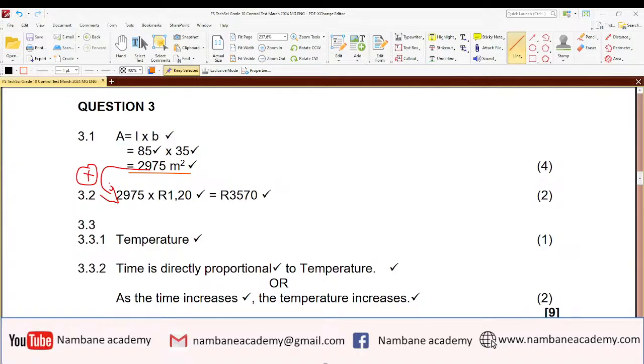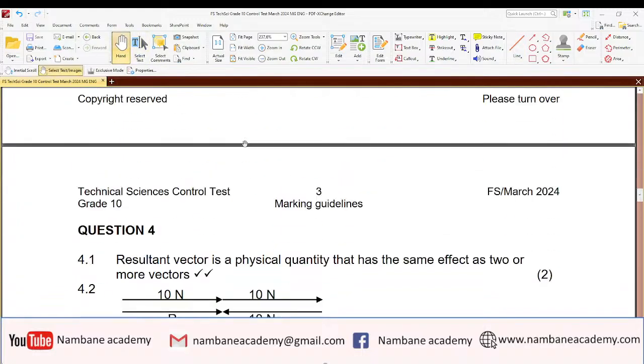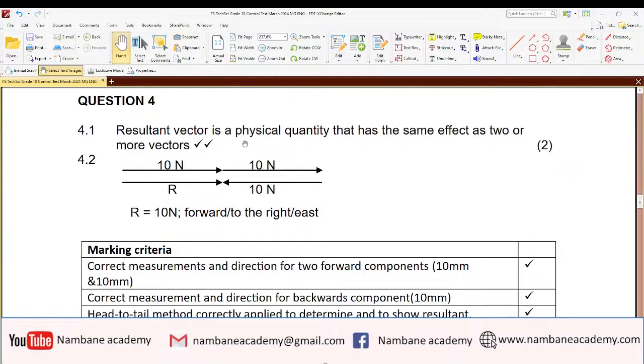Ladies and gentlemen, I think that's all that I got from question 3. Let's now quickly go to question 4. Now in question 4, 3 forces are acting simultaneously on an object as shown in the diagram below.